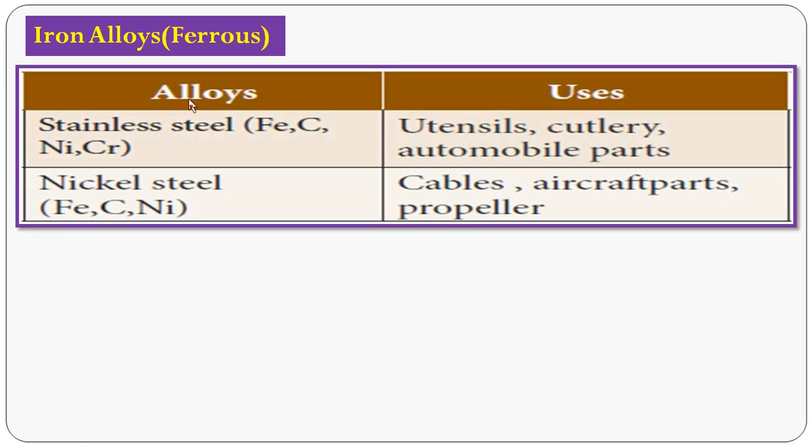The first one, stainless steel: iron, carbon, nickel and chromium. It is used in utensils, cutlery. What do you mean by cutlery? Means knife, fork, everything. Then automobile parts.